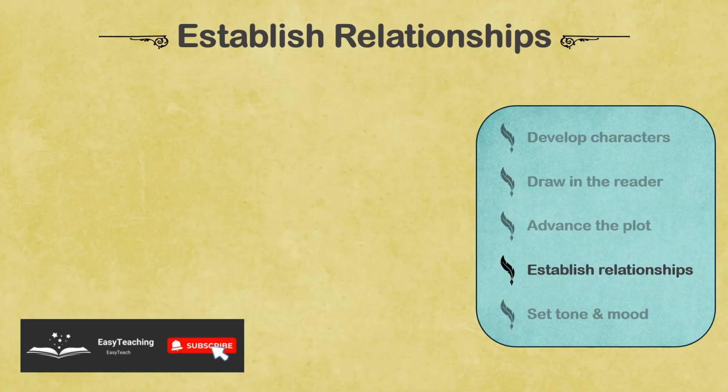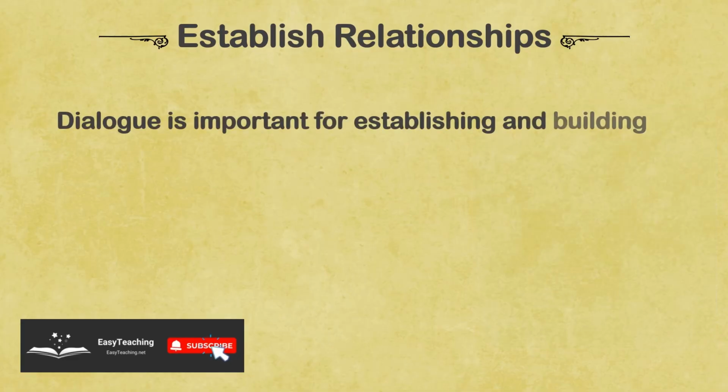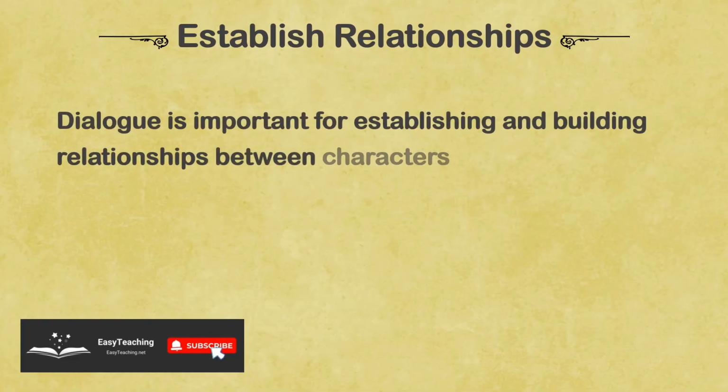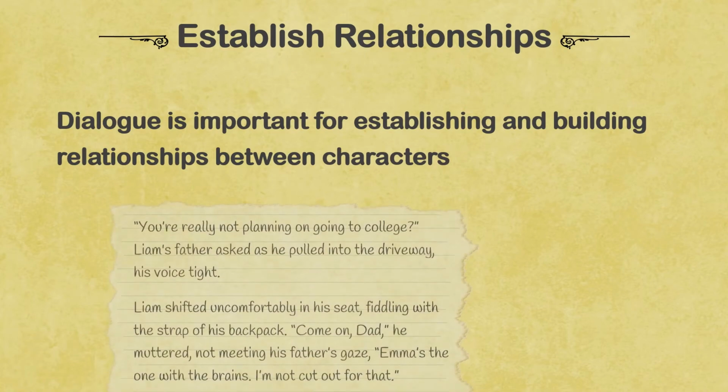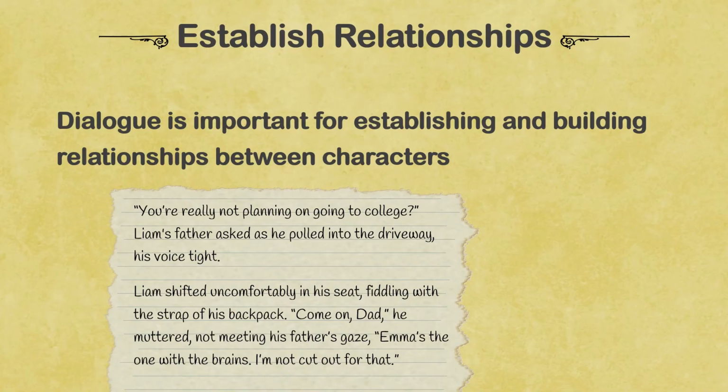Number 4. Dialogue is important for establishing and building relationships between characters. One of the ways this dialogue from earlier helped move the plot forward was by establishing the relationship between Liam and his father.